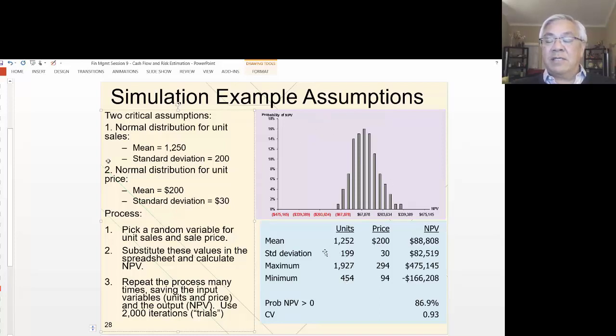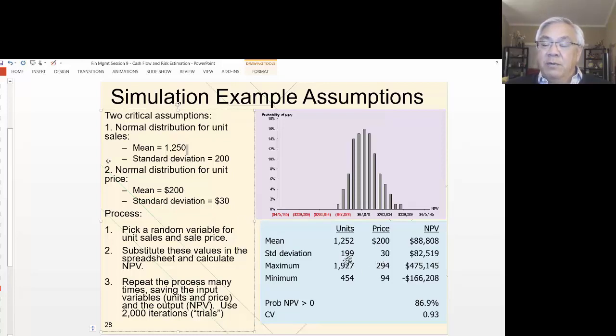the NPV? And the results are seen here, that the mean in the random simulation was 1252. Notice the mean of the population prior was 1250, so we're right on track. The price was right at the same number, 200. The NPV that came through these 2,000 runs is 88,808, which is, again, very close to what we had. Standard deviation of 199, really close to what we had given the model at 200. The standard deviation of price exactly happened at 30, so it just means the iterations did reflect the probabilities and standard deviations that we had preset, and we have a min and a max.